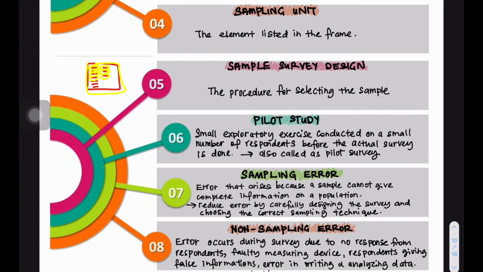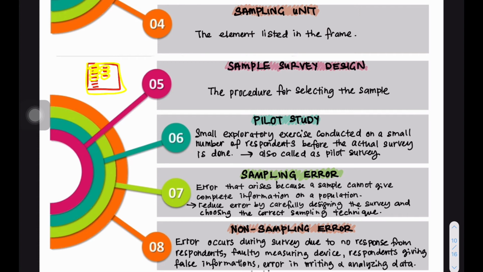So kenapa kita buat pilot study? Okay, there are a few objectives of pilot study. The first one is to improve the questionnaire. So bila kita buat pilot study, katakanlah untuk kita buat sesuatu survey tu, kita punya methodology adalah by distributing a questionnaire.